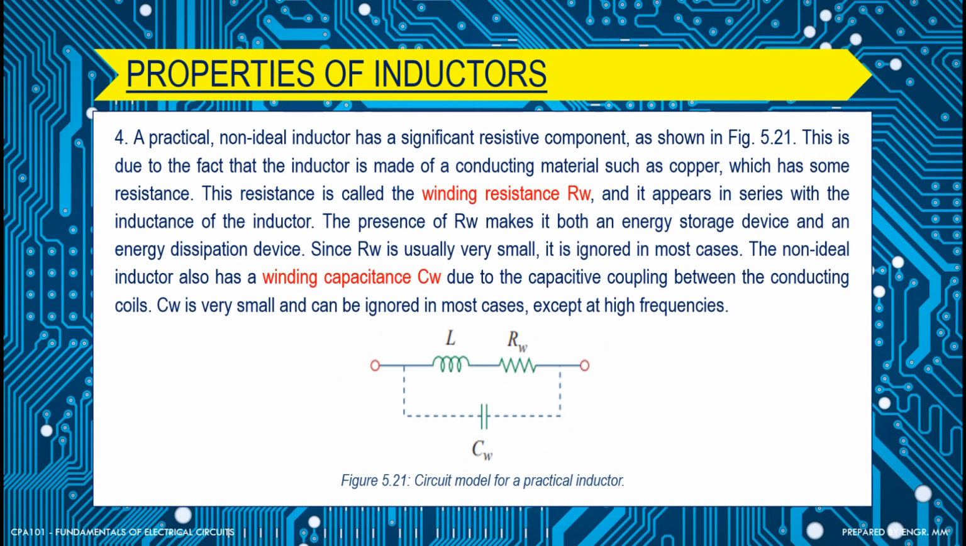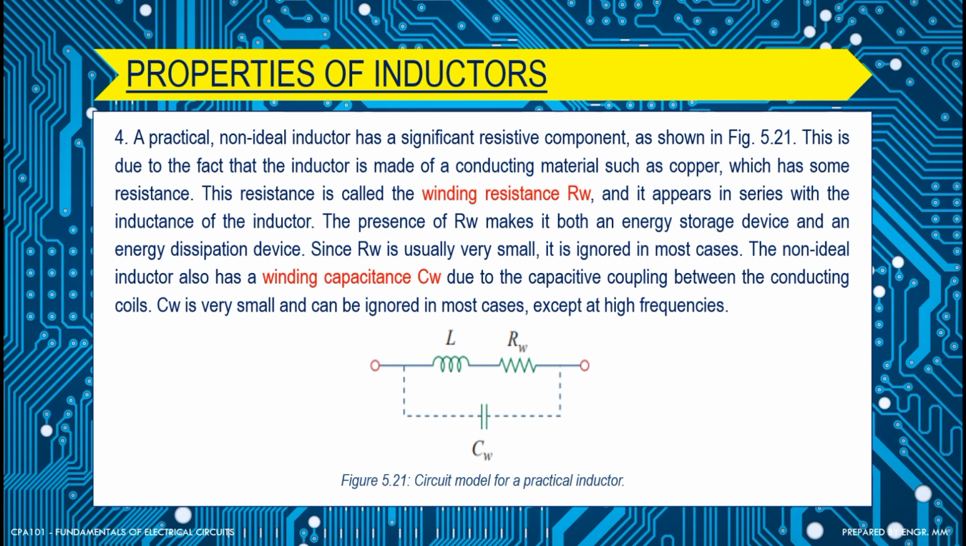The practical or non-ideal inductor, just like the capacitor, has a winding resistance that appears in series with the inductance of the inductor. The presence of this winding resistance makes it both an energy storage device and an energy dissipation device. Since this winding resistance is usually very small, it is ignored in most cases.